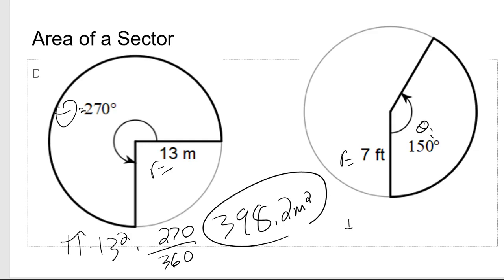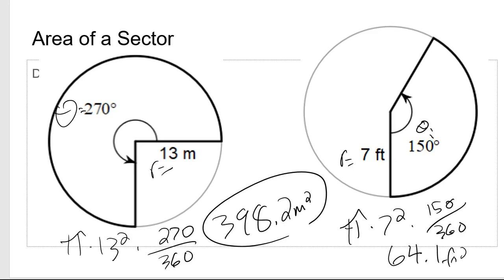Problem on the right, there's my radius, and there's my angle. So let's plug it in. Pi times 7 squared times 150 over 360. So let's plug it in. I'm going to get 64.1 feet squared. And there we go.